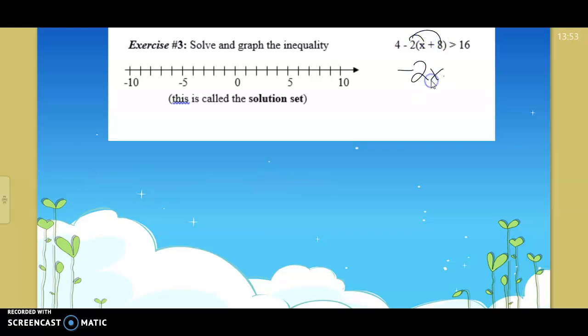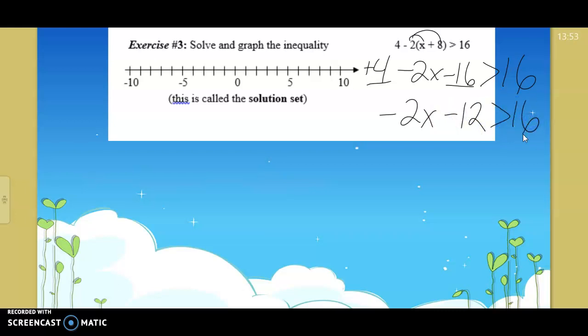So negative 2x minus 16. We can bring down the 4. Didn't change that sign. Still greater than 16. Now, some students would just start moving things from one side to the other. I would recommend we combine like terms. We use that commutative property to put these together, and that would make negative 2x. Different signs, so I'm actually going to subtract and get 12. Sign of the bigger number is negative, so it's negative 12, and I'm still greater than 16.